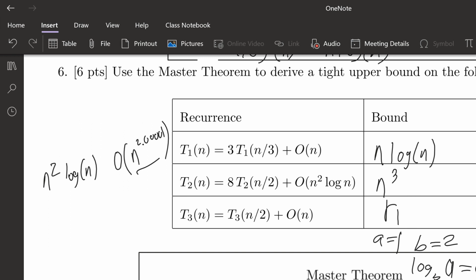Question? Do we need to be writing big O of n, big O of n cubed? It says bound, so yes, you should be writing big O's. Meaning I should be writing big O's.